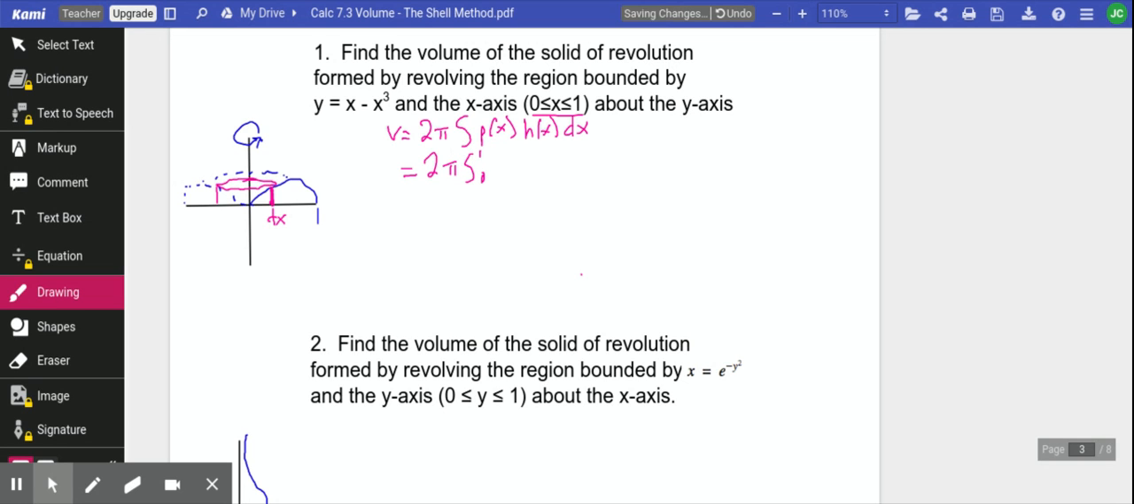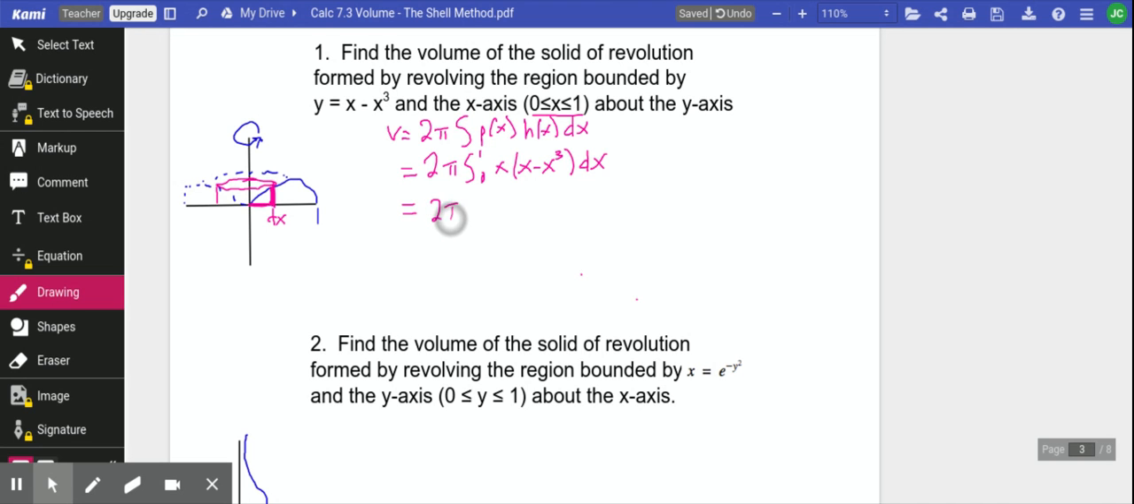p of x is the radius. If I take a look at this cylinder that I created, the radius is determined by whatever x value I'm at. So it's just x. And then the height right here is determined by the function, so x minus x cubed. And that's it. That's the setup. So now we just need to finish out our integration.